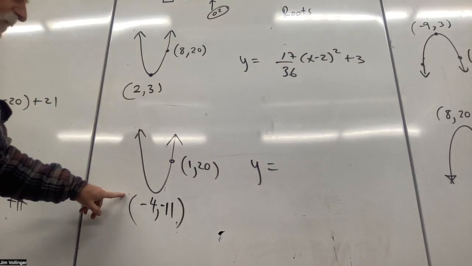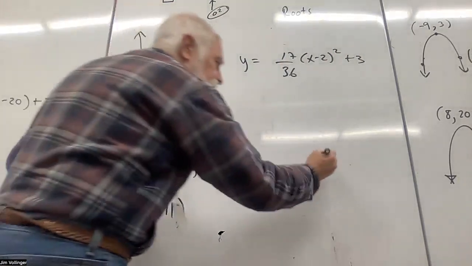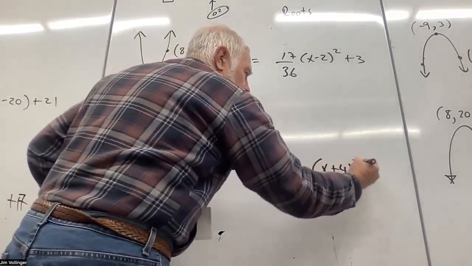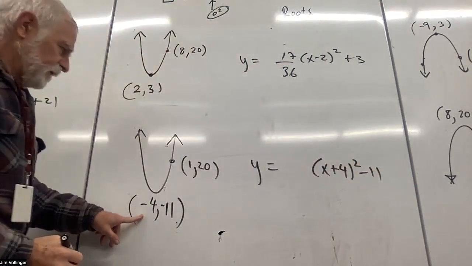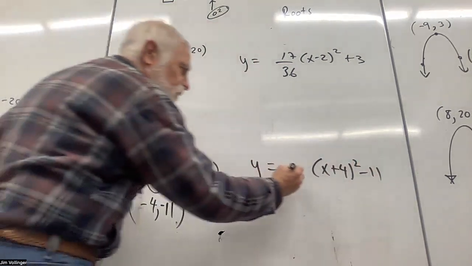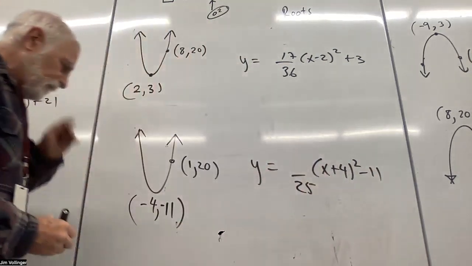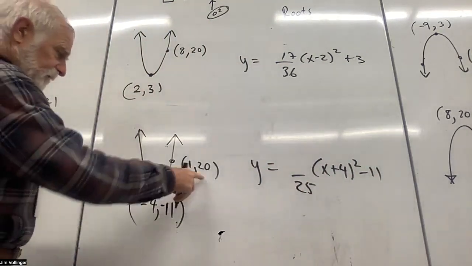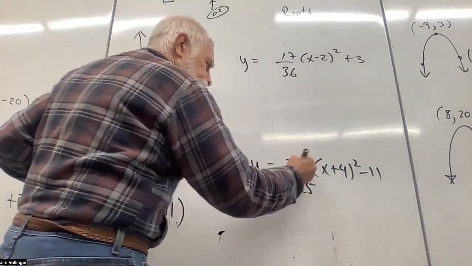Quadratic change, 2 to 8, 6 squared, 36. Can we see everything that I'm doing? Yes, minus 4, minus 11. So X plus 4 squared, minus 11. Get the template going. Minus 4 to 1 is a change of 25. Quadratic change of 25. Minus 11 to 20, up 31.